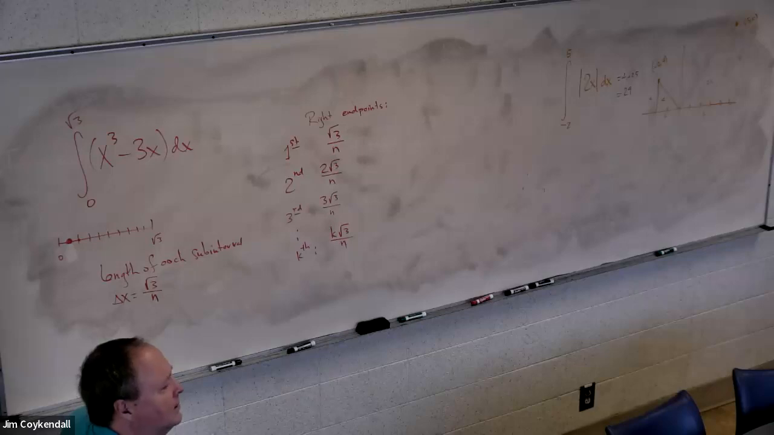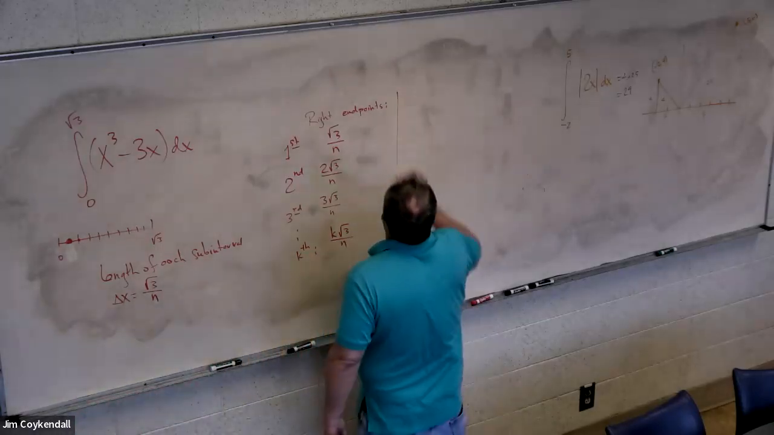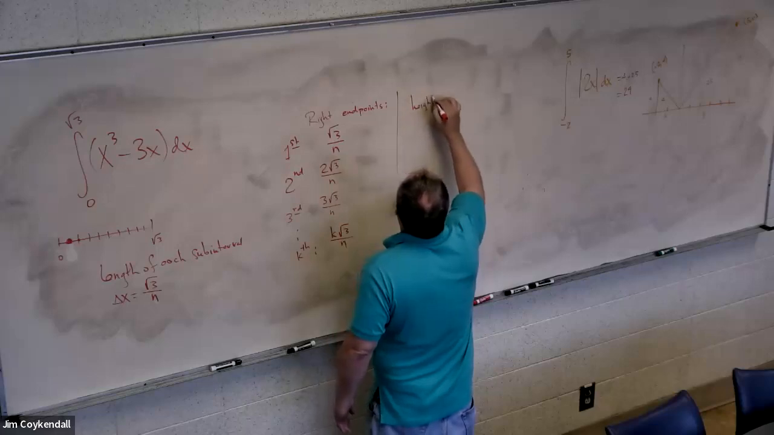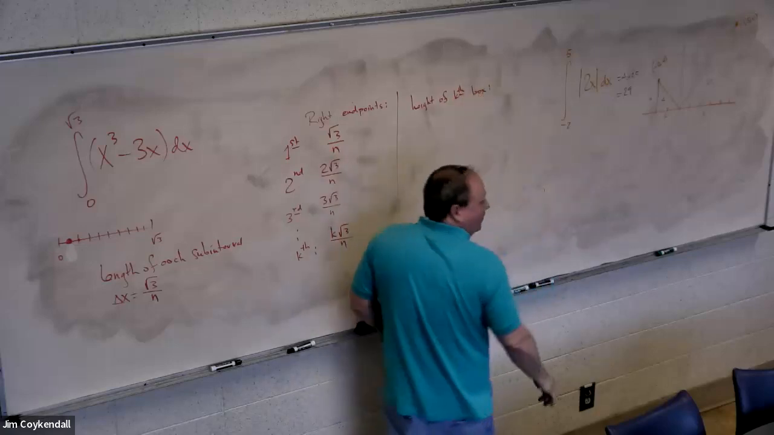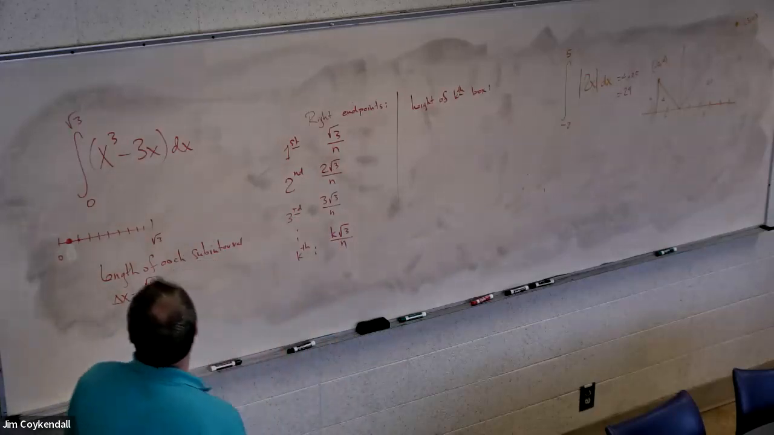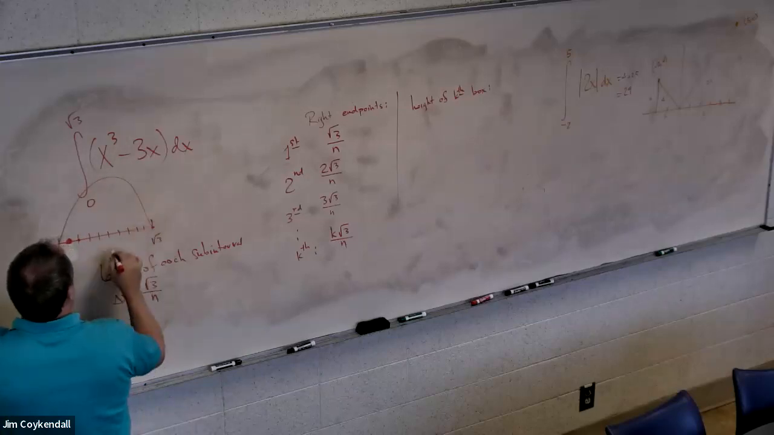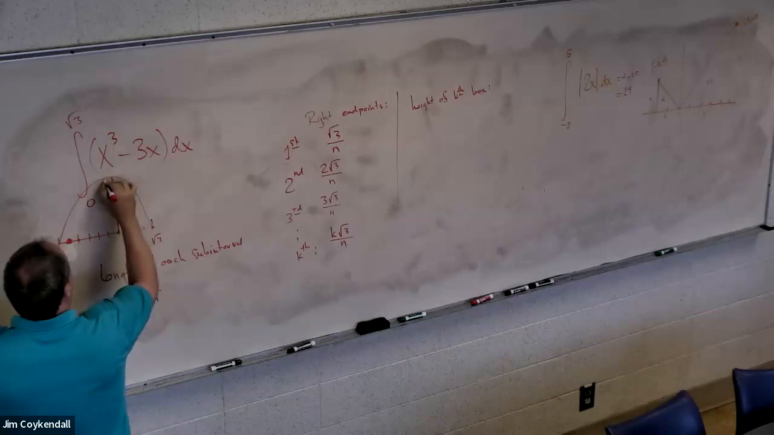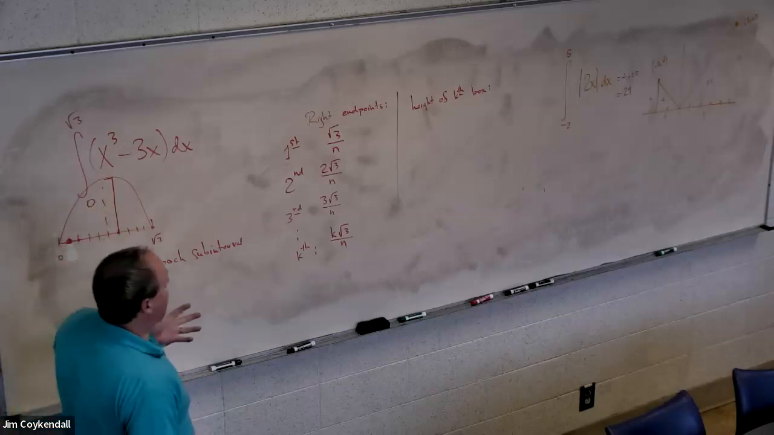What's part B ask? How do we get the height of the kth box? What are we actually doing? Here's the kth box right here. We're taking its endpoint and sticking it into the function. Agree? So what do we actually do?